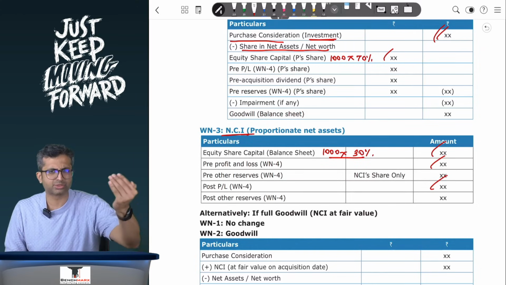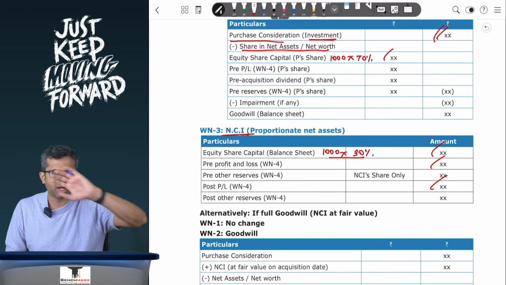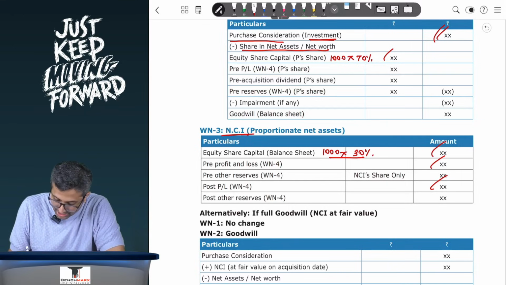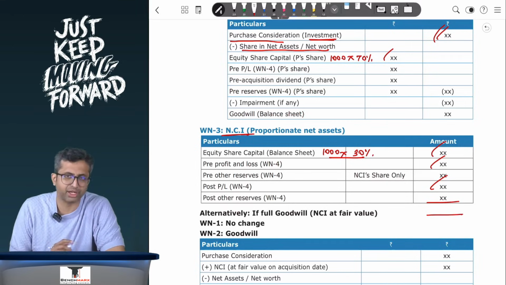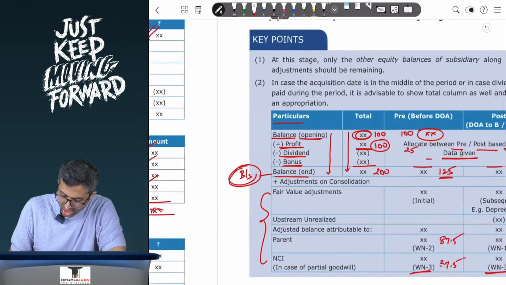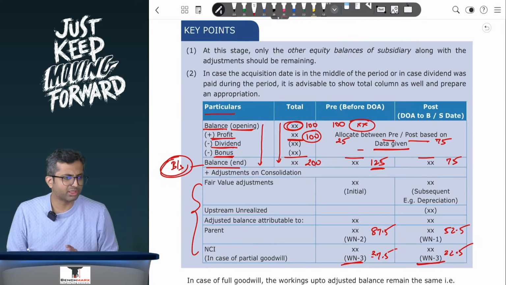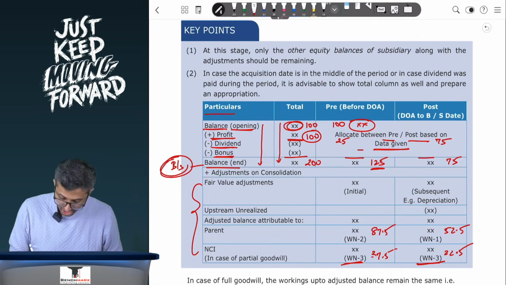If there are other reserves like general reserves, retained earnings, etc., it also has access to 30% of all the other reserves, and that will give you, in simplified terms, a non-controlling interest. However, for non-controlling interest, you don't really bother whether it is pre or post, it is belonging to the minorities.